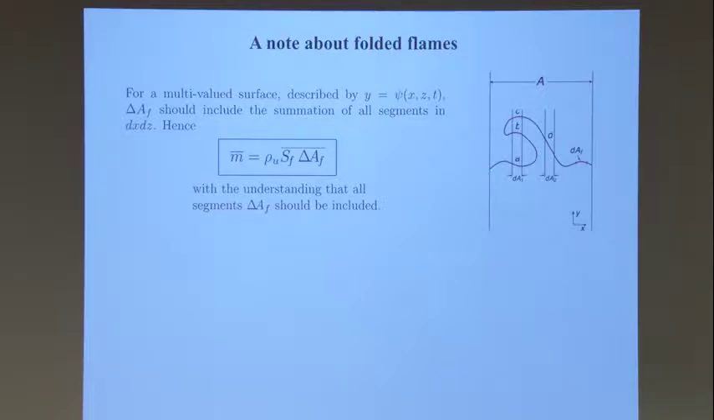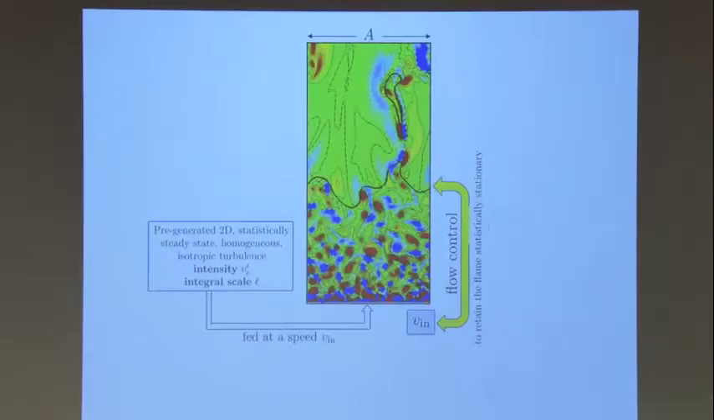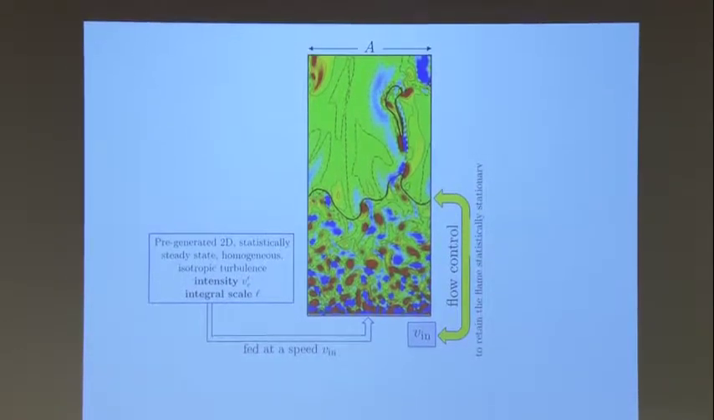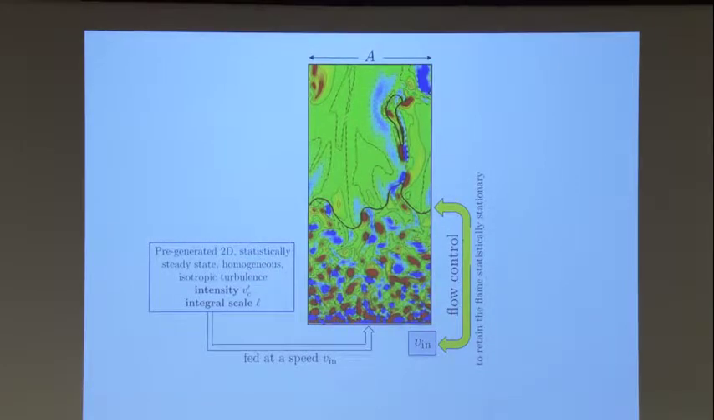Just another comment to make is when the flame is folded, and it could be folded in general now, then you have to be careful how you compute this average, because in a given interval A, you may have more than one piece of the flame, and you have to account for them all. Okay. This is the general picture or the idea of what we have been doing.